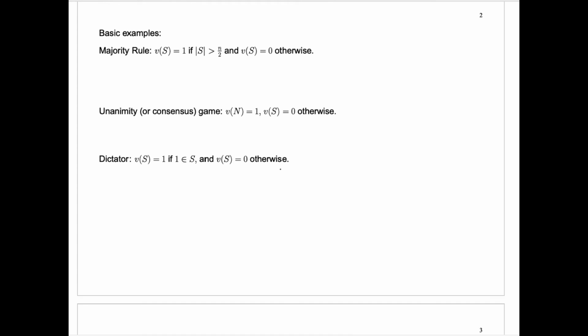Here are some basic examples of games in coalitional form that involve voting. A standard one is majority rule. You have N players. We say the value of a coalition is 1 if the size of the coalition is greater than 1/2 N. That means it's a majority. And we say the value of the coalition is 0 otherwise.